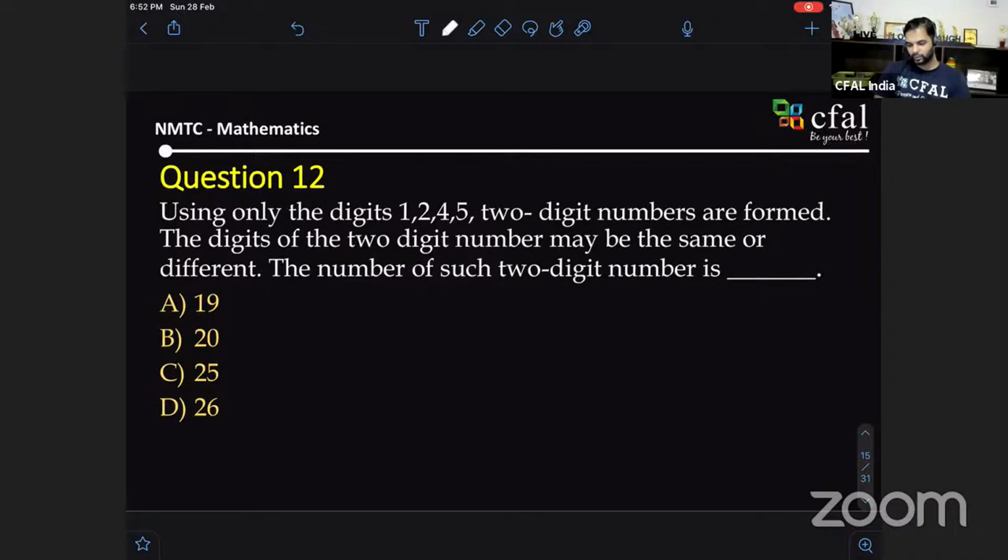Using only the digits 1, 2, 4, 5, two-digit numbers are formed. The digits of the two-digit number may be same or different. The number of two-digit numbers is... So I have to use 1, 2, 4, 5, right? Not 1, 2, 3, 4, 5. No, 1, 2, 4, 5 is given. So we are getting 16. Many people have answered 20. Are you getting 20? Yes, sir. How is it 20?